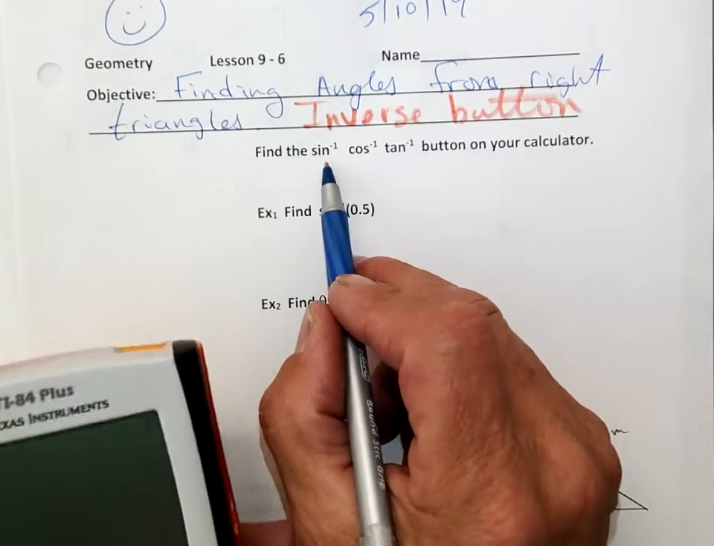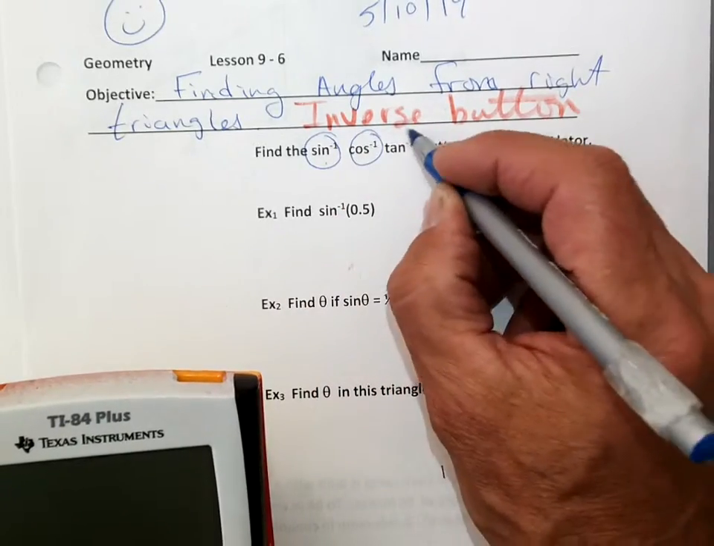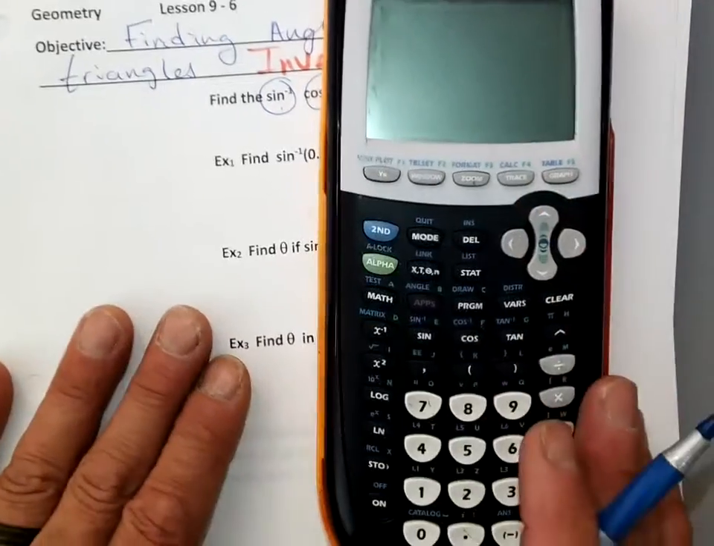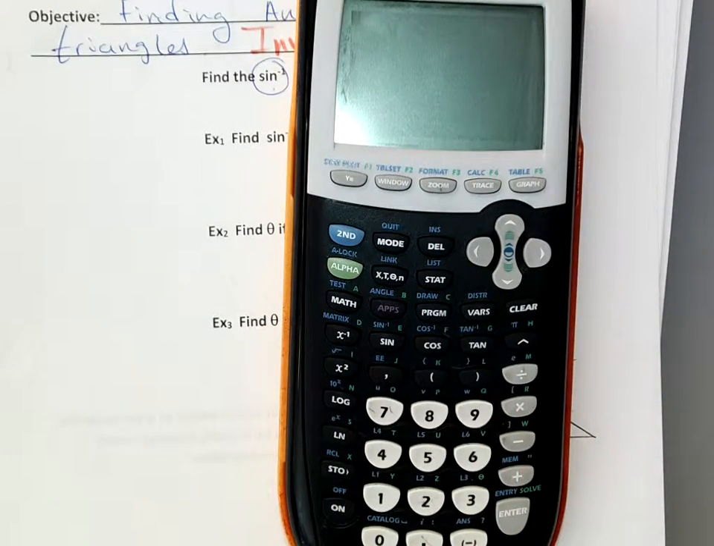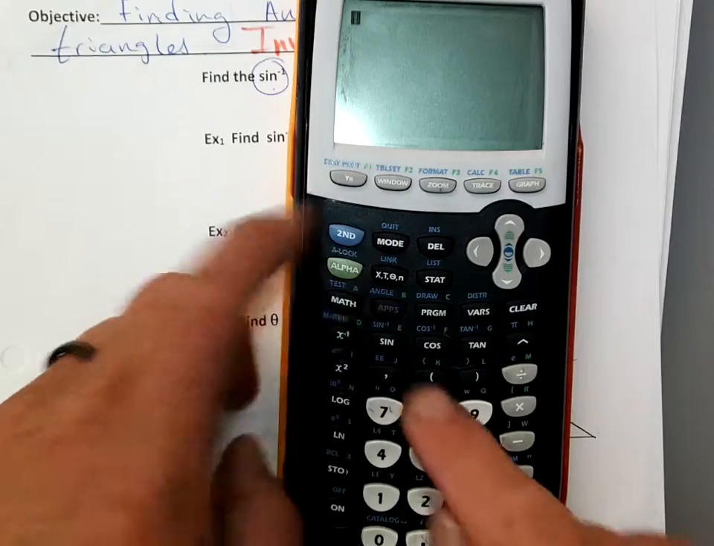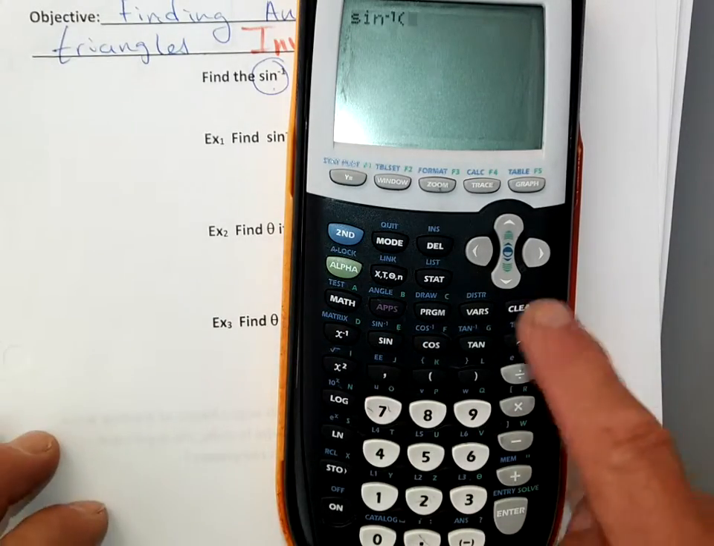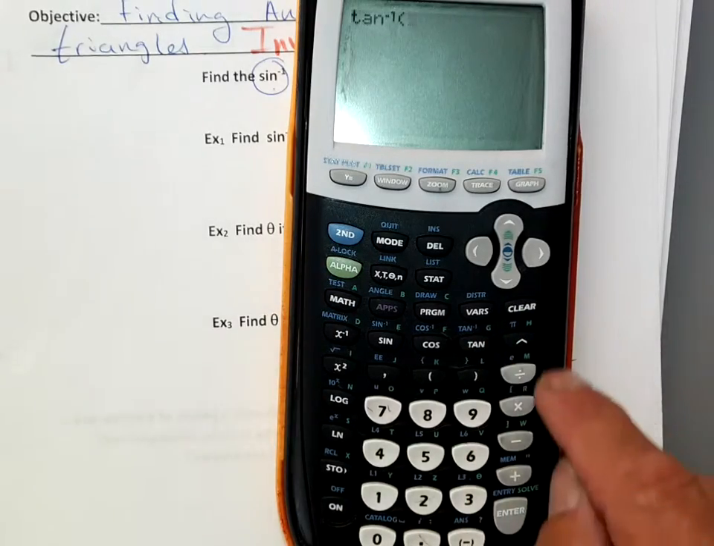Find sine inverse. So right now, find sine inverse, cosine inverse, and tangent inverse buttons on your calculator. They're in blue. Here they are. I'm going to say inverse, not -1. Cameron's right, to get to these buttons you have to use the blue buttons, so I'm just going to have to push the second and something, but it depends on what we have.